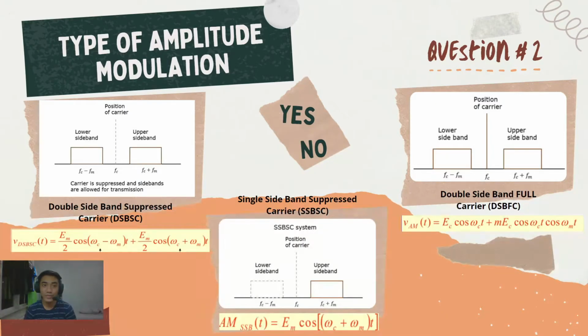Now, these are the types of amplitude modulation. First, we have double sideband suppressed carrier, DSBSC. This one, we are eliminating the carrier. The second example is the double sideband full carrier. This signal has the carrier in the middle. And the third one is single sideband suppressed carrier, SSBSC. We are eliminating the carrier and also the lower sideband.